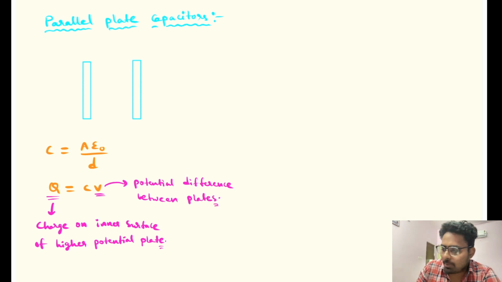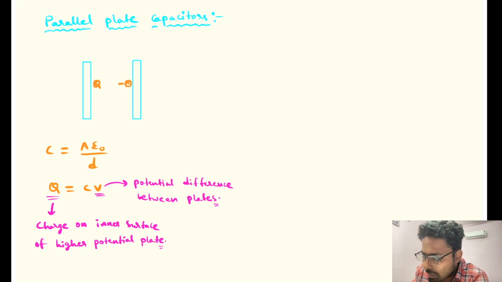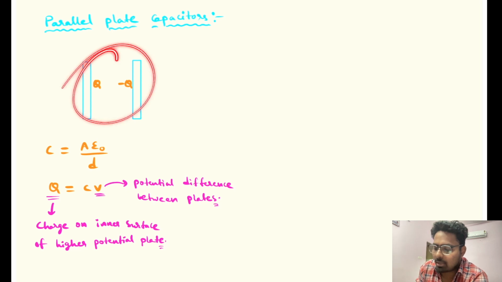We simply write it as V, but you need to understand that actually it should be written as delta V, and just as a shortcut we write CV. Actually it should be C delta V, where delta V is the potential difference between the two plates that we have considered. That means actually here we should write Q and here we should write minus Q. This is how the representation is.